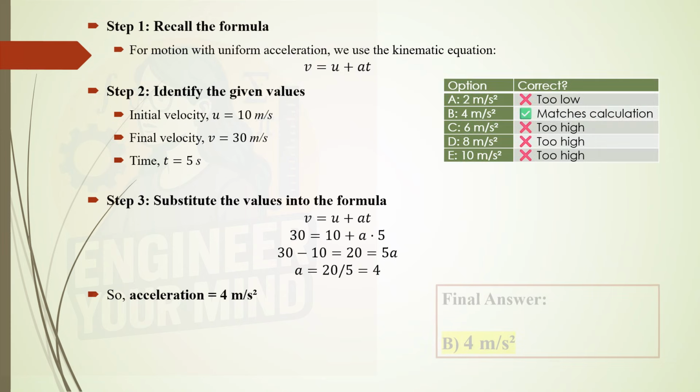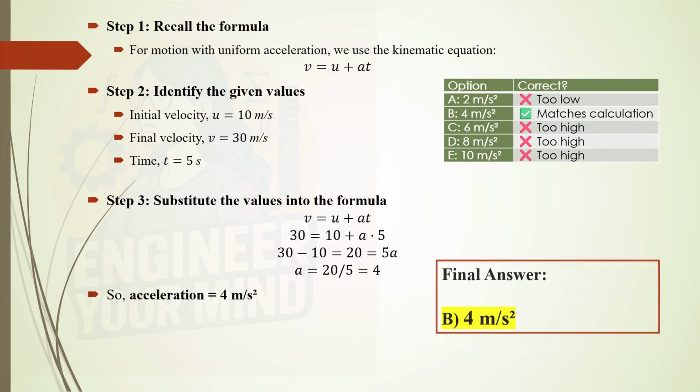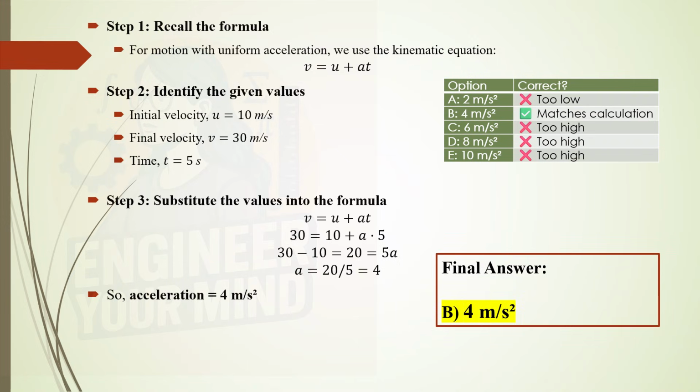Step 4, check the options. Option A, 2 meters per second squared, incorrect. Option B, 4 meters per second squared, correct. Option C, 6 meters per second squared, incorrect. Option D, 8 meters per second squared, incorrect. Option E, 10 meters per second squared, incorrect. Final answer, option B, 4 meters per second squared.